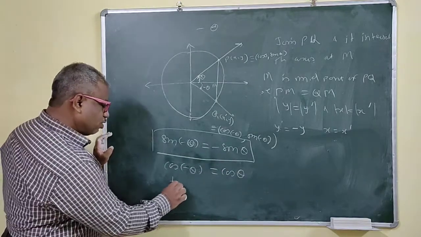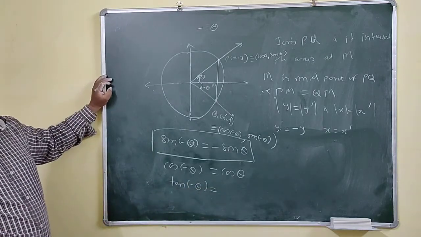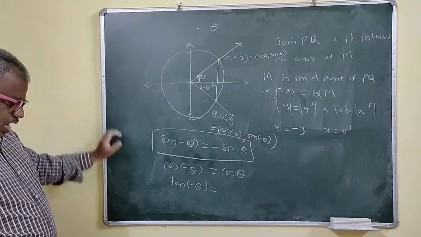Now we'll take tan of minus theta. We'll find the trigonometric ratios of minus theta. So tan of minus theta is what?